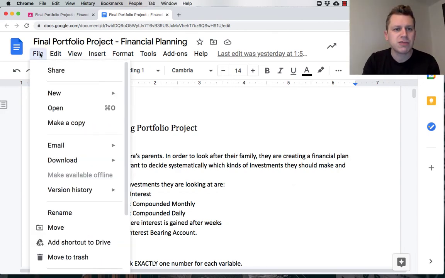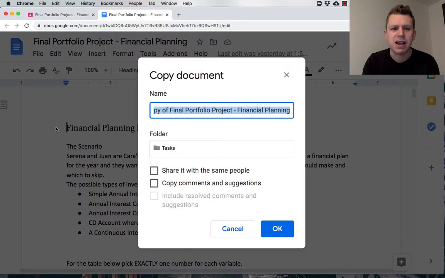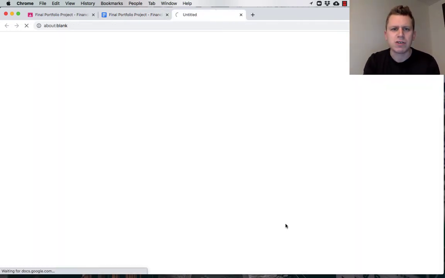First thing you do when you get this project is go File, Make a Copy. When you make a copy, make sure you give it a nice name, like whatever your name is. So maybe my name is Mr. R, and I write whatever period I'm in. But I want to make sure that I save the project with a name. Always do this when you copy a document and get started.